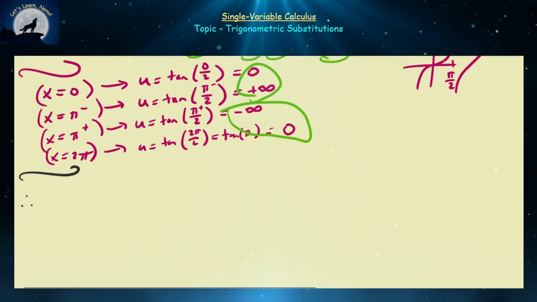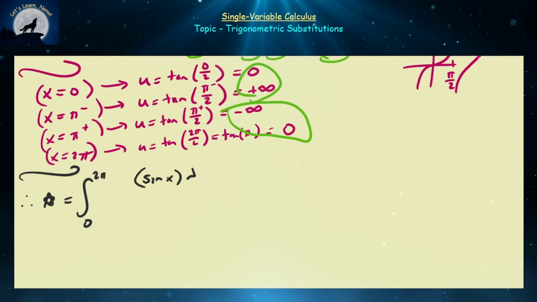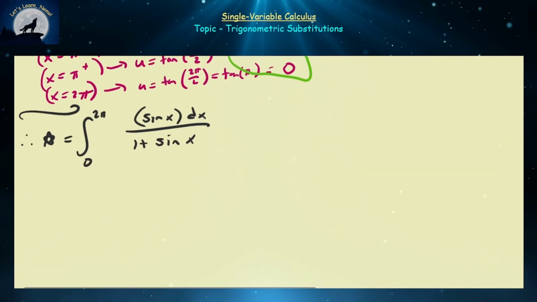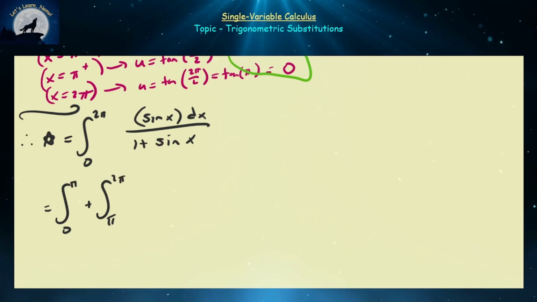Okay? So let's combine all of this together. So we have our integral, which I'm going to represent by star. Again, it is the integral from 0 to pi of sine of x dx all over 1 plus sine x. And I'm going to split this into two integrals and add them up. So this is going to be equal to the integral from 0 to pi from the left, and then the integral from pi to 2 pi, right?